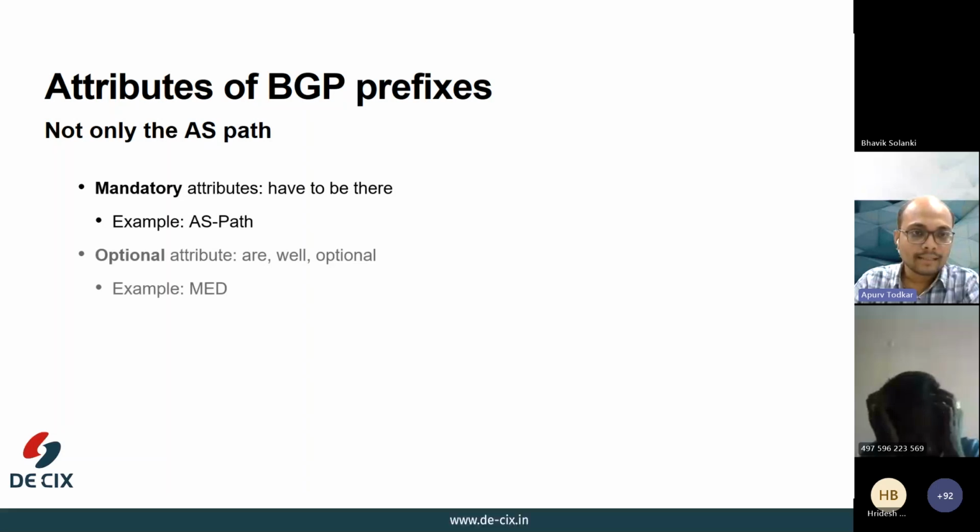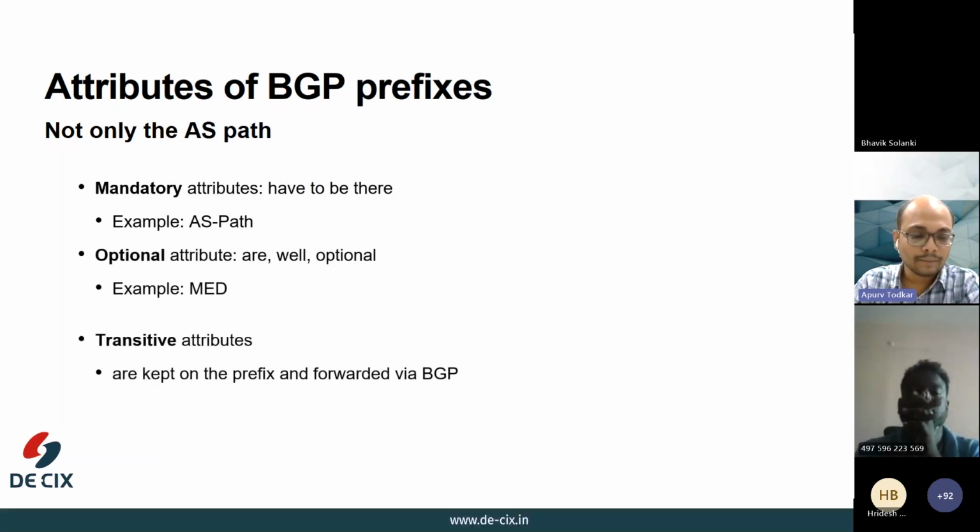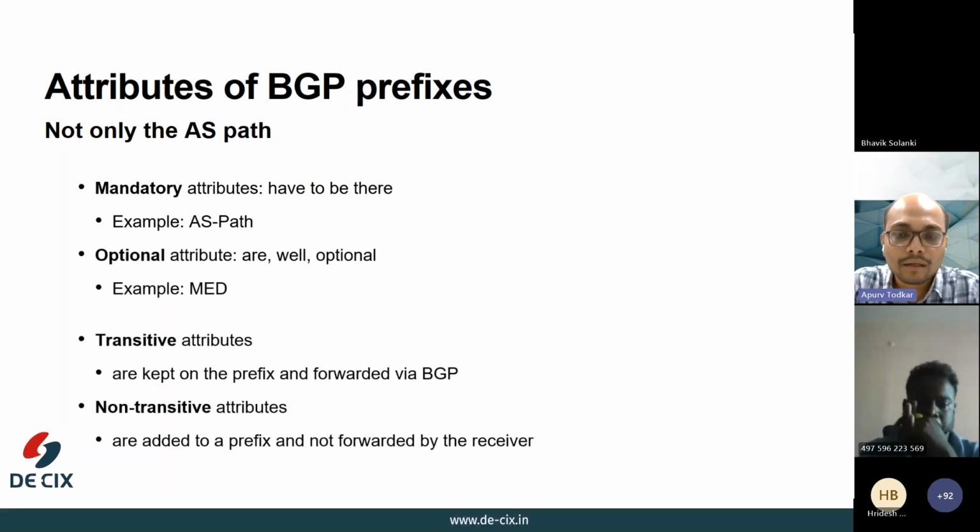So BGP has more attributes than just the AS path. These attributes are actually attached to the prefix announcements. So let's take a look at the different types of BGP attributes that we have. The mandatory attribute that we have with the BGP announcement is the AS path, and we have optional attributes as well. These can be included in the BGP announcement, but they do not have to be. An example of an optional attribute is the multi-exit discriminator, that's the MED value, which I'll explain in later slides.